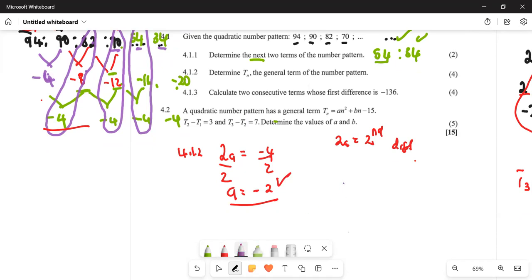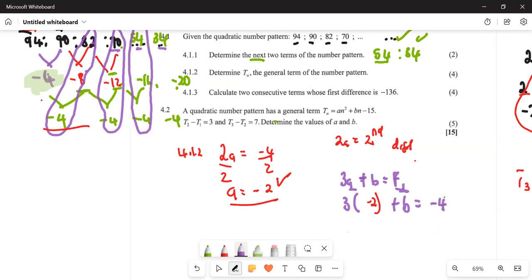So Tn is equal to an squared plus bn plus c, and for n equals 1 this gives 3a plus b, which is equal to the first term of the first difference. We can call it F1 just to make it clear. Which term is this one? Negative 4. So in other words, 3 times a, and we know a is negative 2, close bracket, plus b, which is going to be the first term of the first difference, negative 4.